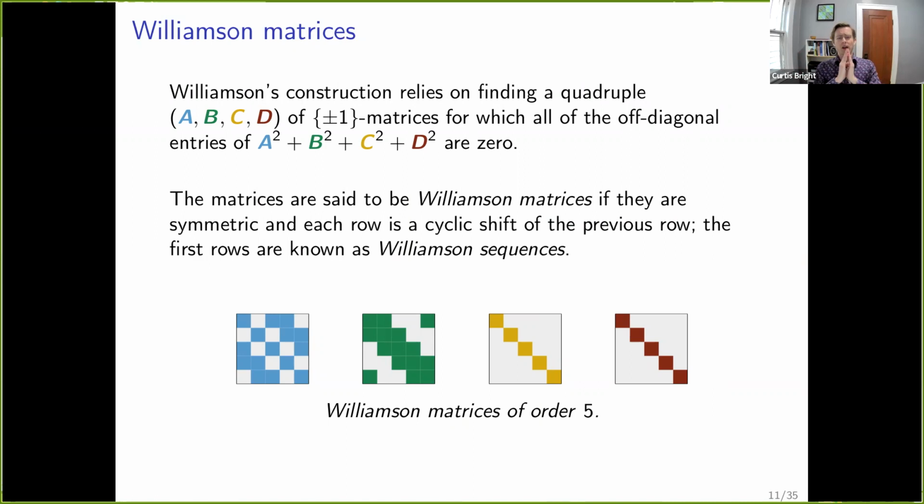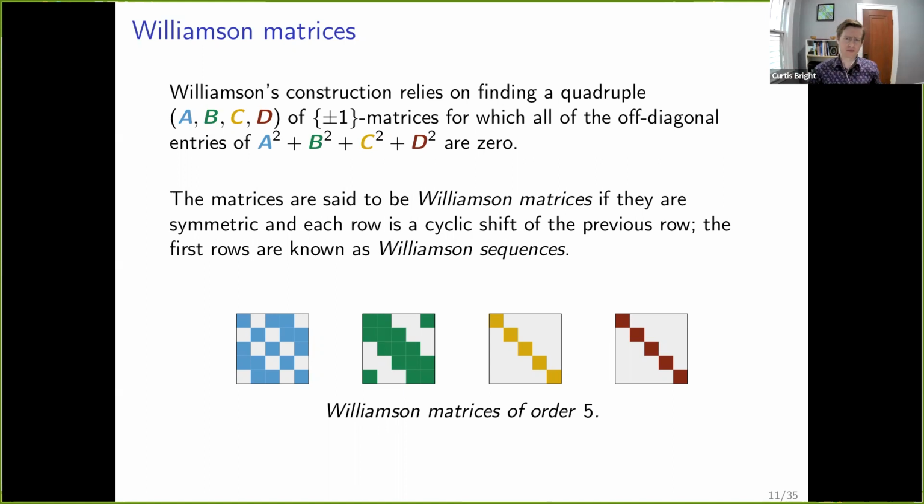Okay, so we're going to be looking for a quadruple of matrices. I've color-coded them A, B, C, D with 4 different colors. Obviously, the entries are going to be plus or minus 1 because they're going to be submatrices of a Hadamard matrix. And then here's the condition that you need. You take the sum of the squares of the matrices and you get a scalar matrix, right? So basically an identity, all the off-diagonal entries are going to be 0. Okay, so ABCD is said to be a set of Williamson matrices.